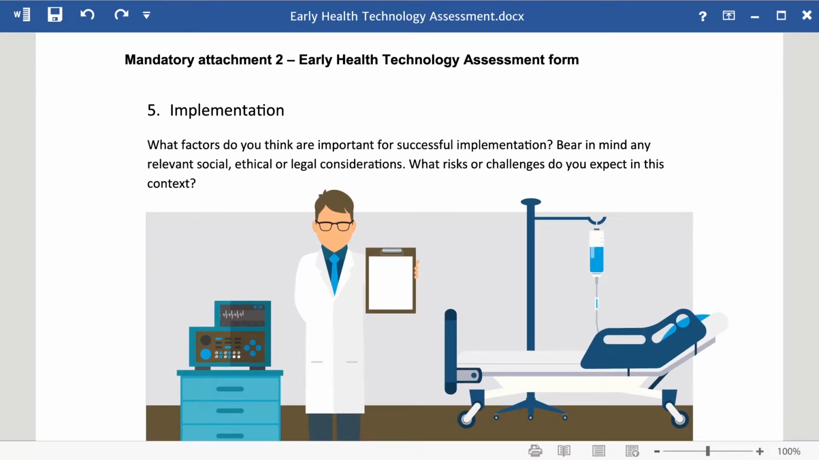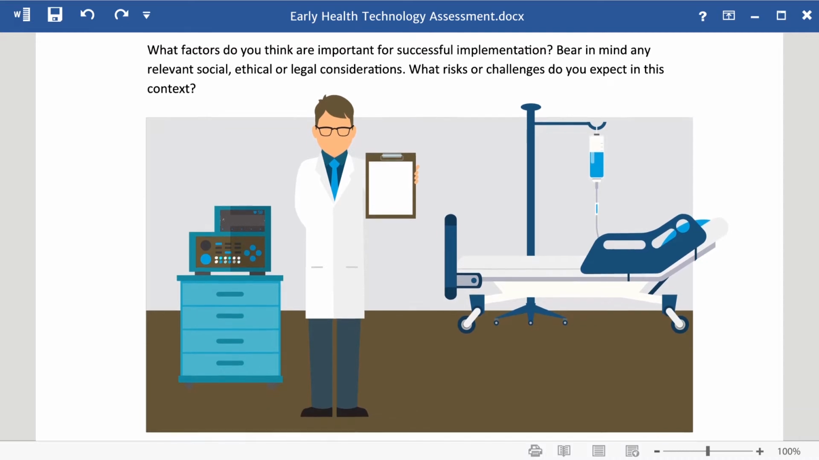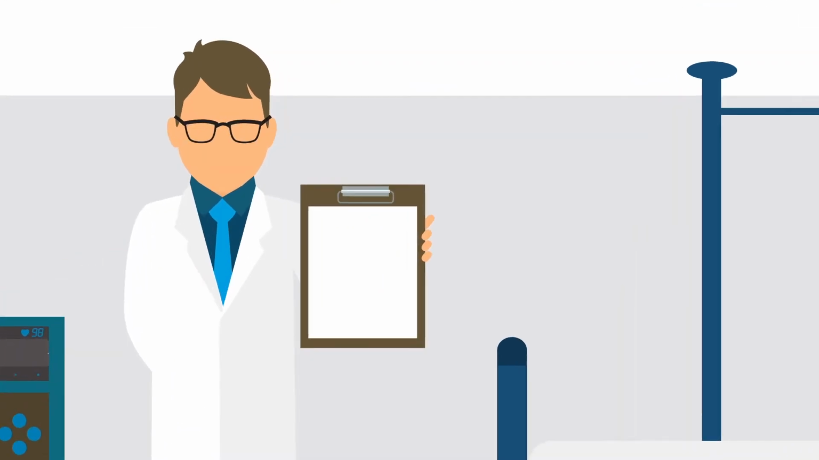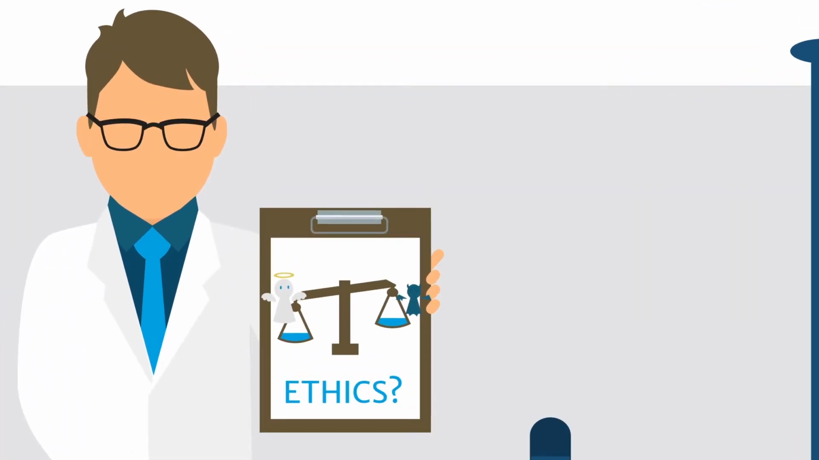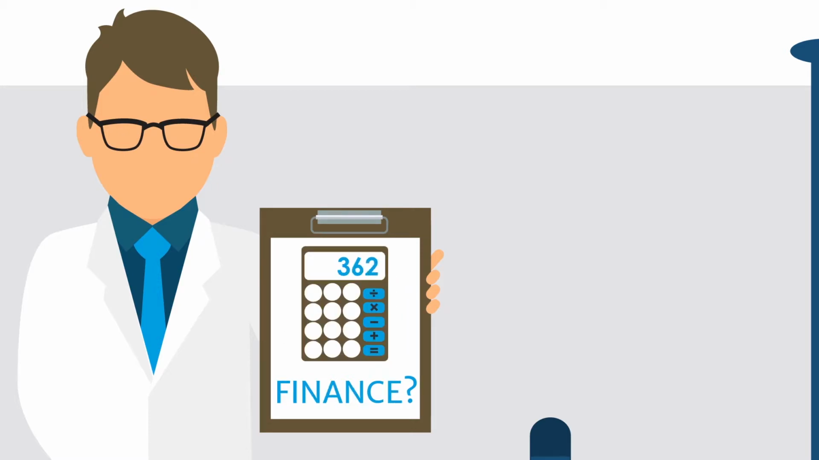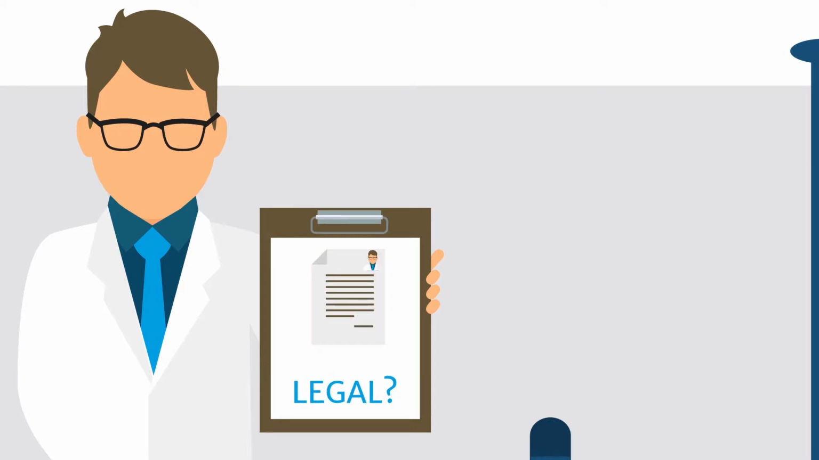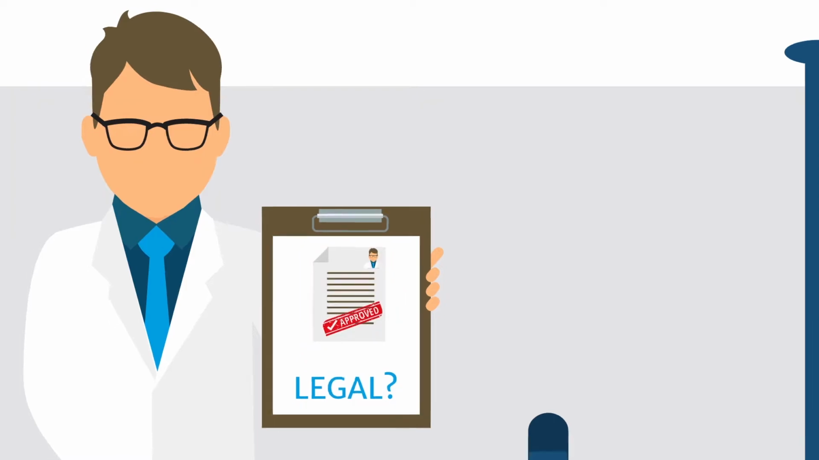In addition to the support of stakeholders and the availability of scientific evidence, other factors may be important for the successful implementation of your innovation. In Section 5, you will consider what hurdles are still to be overcome for implementation.